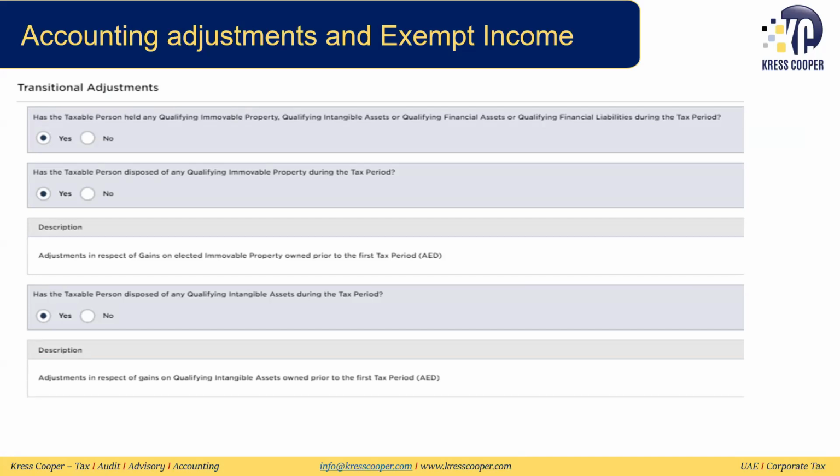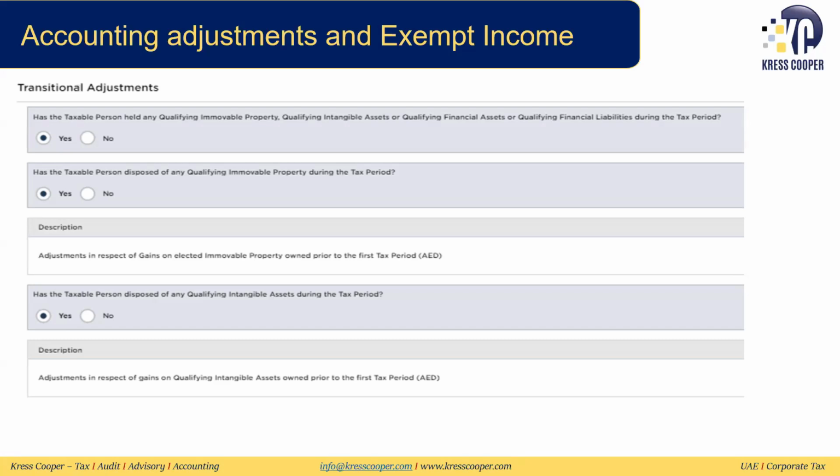So they will be asking you whether the taxable person has held any qualifying immovable property during the current period. So now it is asking you for the current period. Now, if you have made the election, which is irrevocable, it will now apply to all that you have selected. So it is asking you for the current period if there is any. Then it will specifically ask you for the qualifying immovable property.